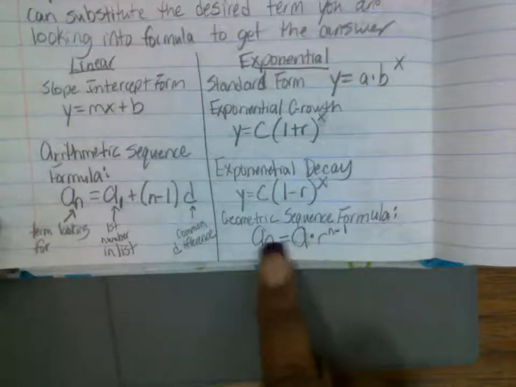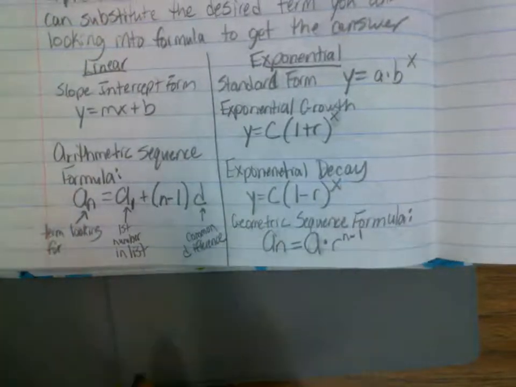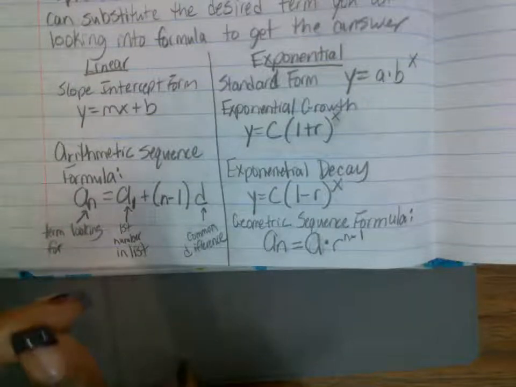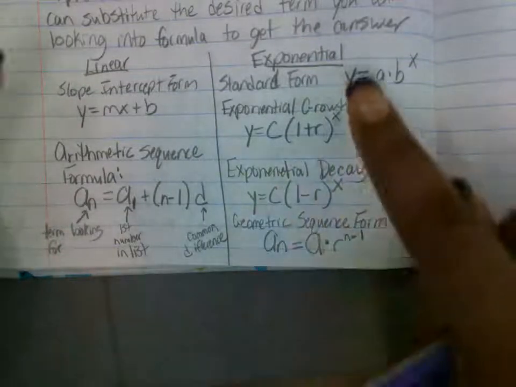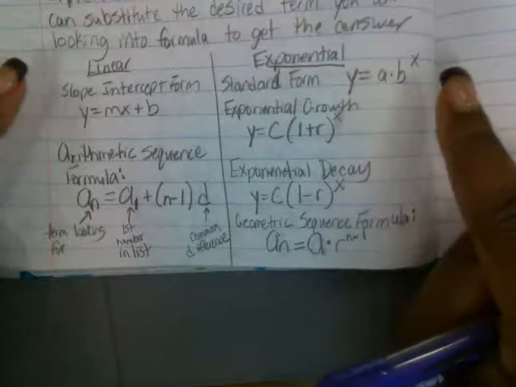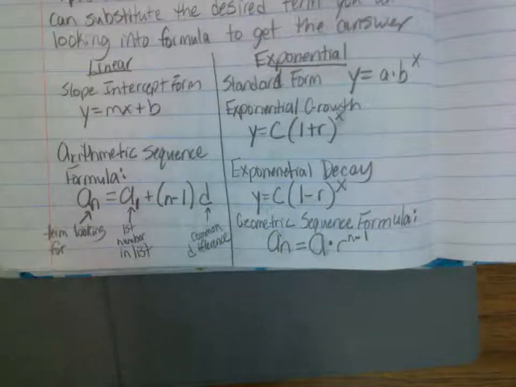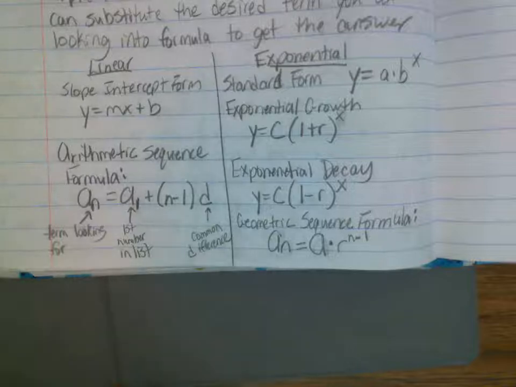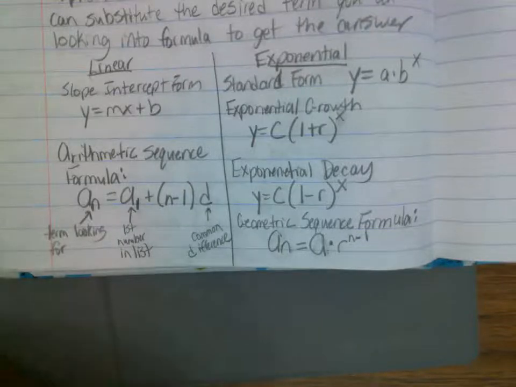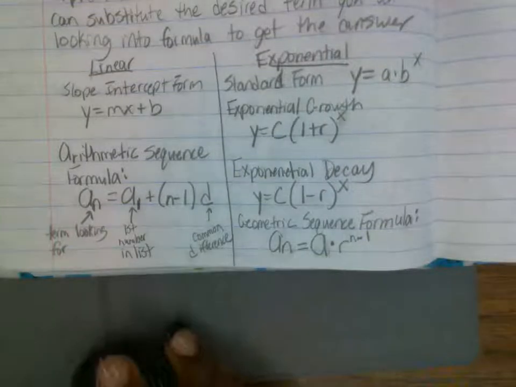All right, any questions about the difference between explicit formulas, where you can substitute the term that you're looking for to get an answer, versus a recursive formula, where if you want the 10th number in the list, you've got to repeat those steps 10 times to get the 10th number? Any questions about that? Okay, pause for the pause.